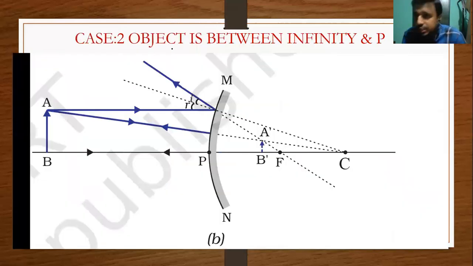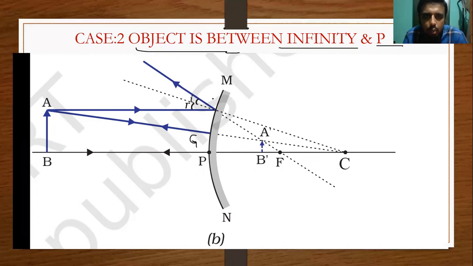Let us consider now case 2. In case 2, the object is between infinity and the pole of the mirror. When the object is between infinity and the pole of the mirror, you can see that one ray is coming AG from A, and it is retracing its path, and another ray is coming AY, hitting the convex mirror, and reflecting as YW.